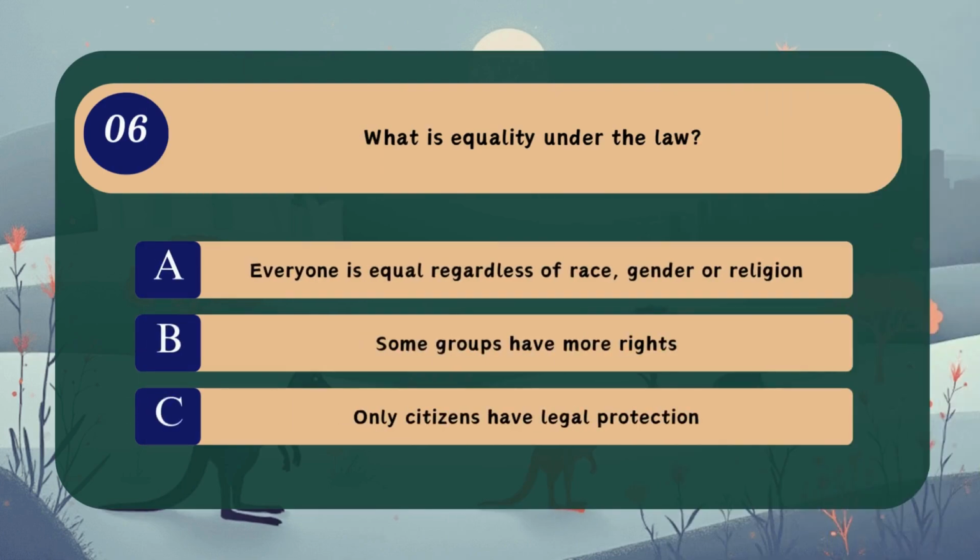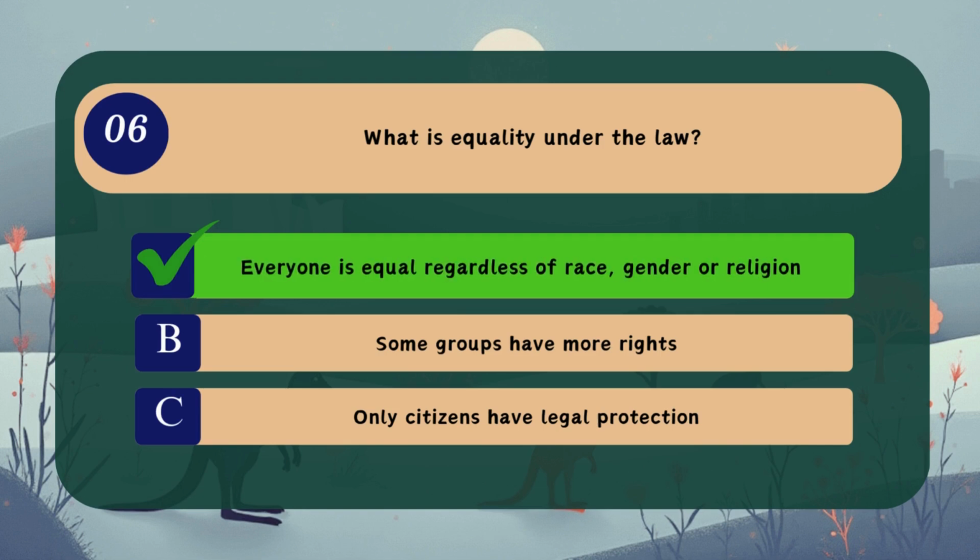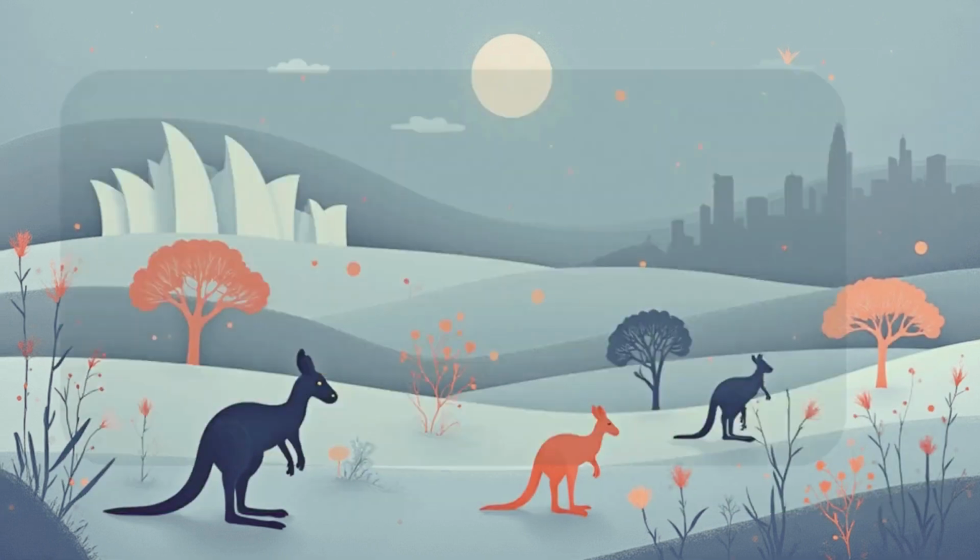Question 6. What is equality under the law? A. Everyone is equal regardless of race, gender, or religion. B. Some groups have more rights. C. Only citizens have legal protection. Correct answer: A. Everyone is equal regardless of race, gender, or religion.